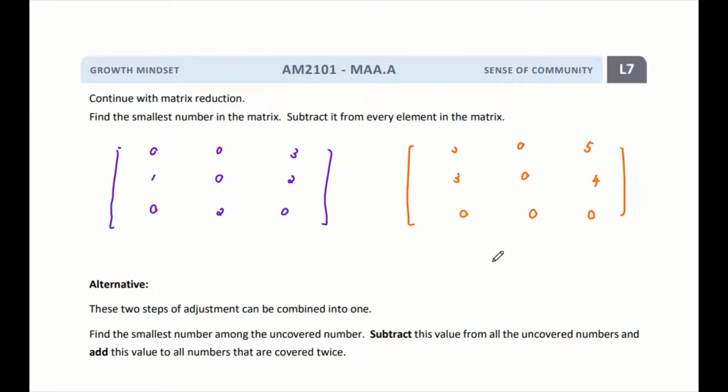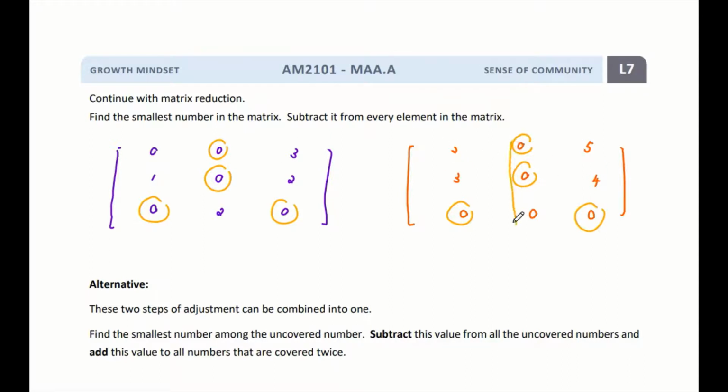One thing you can realize is that for all these values here, actually there's no change, am I right? Compared to the values here. Then what happened to all the uncovered numbers? Compared to the previous one, you are minusing 2 from each of these numbers. So 2 minus 2, you get 0. 3 minus 2, you get 1. 5 minus 2, you get 3. 4 minus 2, you get 2. That's why the smallest number for the uncovered ones is 2.